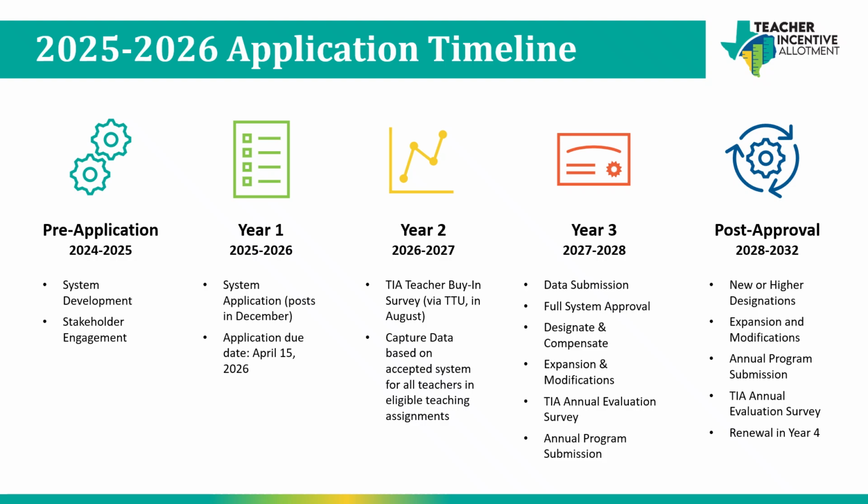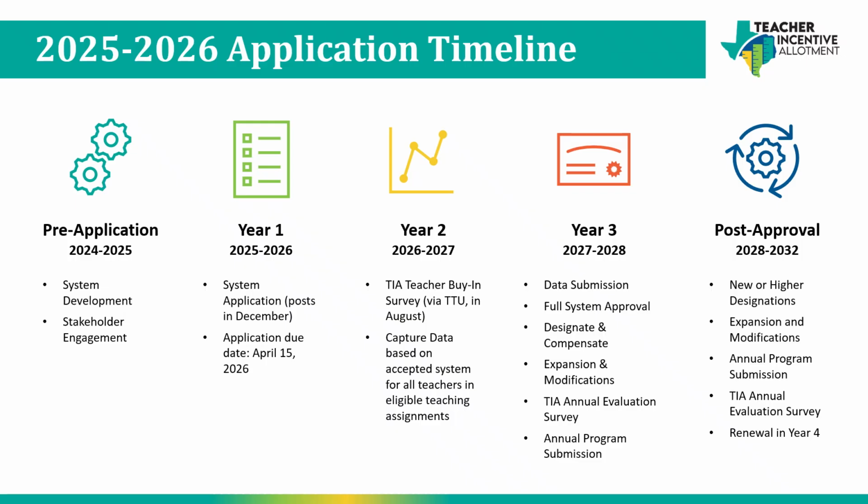You will then get a full report back from Texas Tech giving you all that information. And finally, the annual program submission. Every year that your district gets money, allotment dollars, you do need to verify how exactly that money was spent and verify that 90% of the money went to teaching roles and up to 10% can be held by the district. And finally, post-approval, you can always put forth new or high designations.